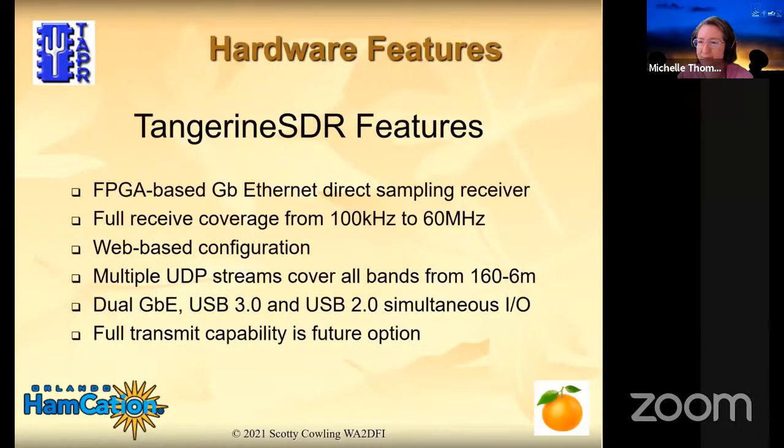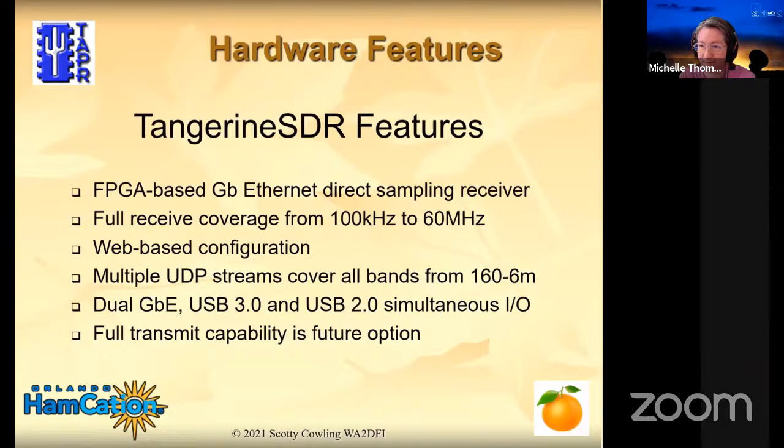So what features do we have? It's an FPGA-based gigabit Ethernet direct sampling receiver. We offer full receive coverage from 100 kilohertz to 60 megahertz. Being direct sampling, we convert the entire band at the same time. Very nice, easy to use web-based configuration program. So like Michelle said, no software to load. Your browser does the heavy lifting there. Multiple streams, as Michelle also said. We can cover all bands from 160 through 6 meters.